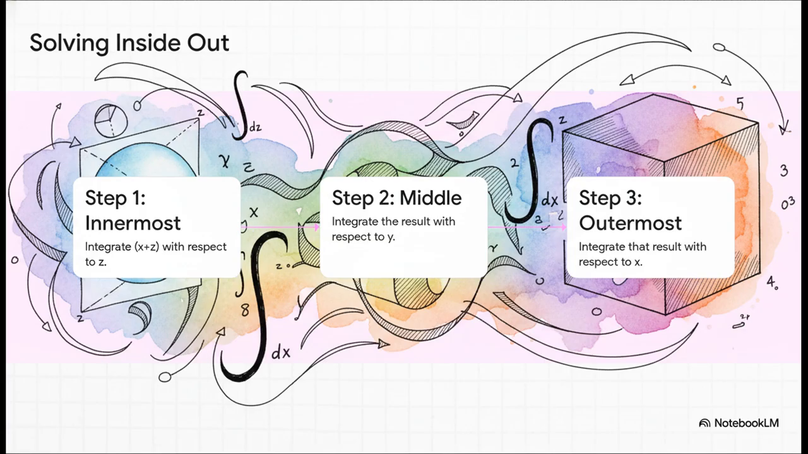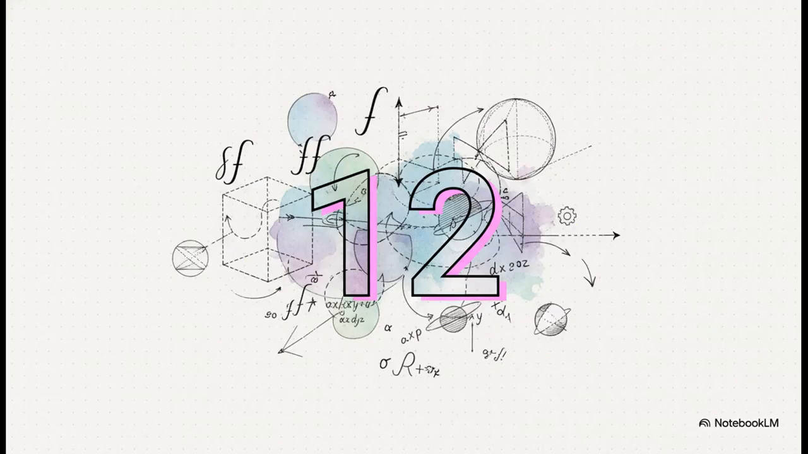First, we'll integrate x plus z with respect to z, just pretending x is a constant for now. Then we plug in our z limits. We take that result and integrate it with respect to y. And finally, we take that new result and integrate it with respect to x to get our final answer. And after you run through all those steps, you find that the total mass of the box is exactly 12.